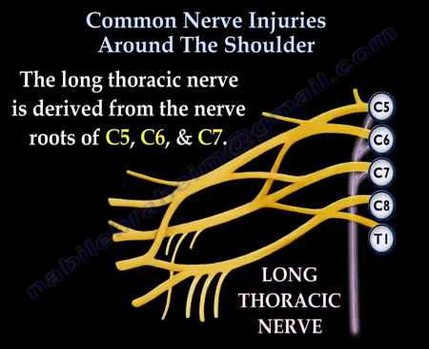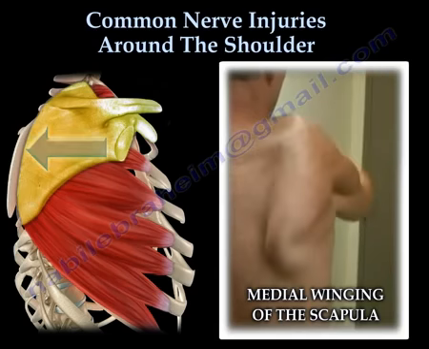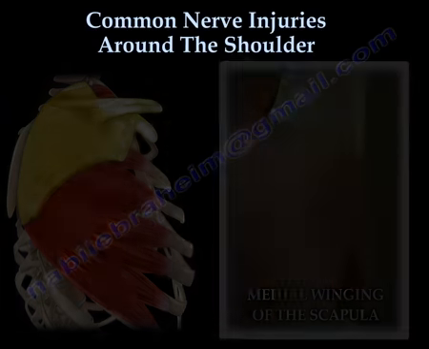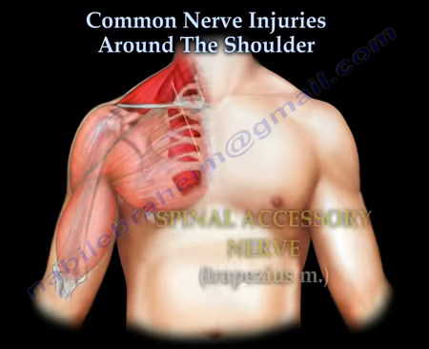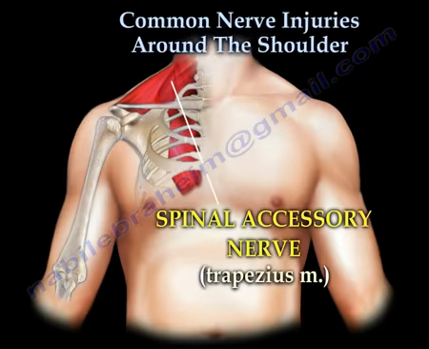Medial winging of the scapula is most commonly caused by a deficit in the serratus anterior muscle due to injury of the long thoracic nerve. Here there is an example of medial winging of the scapula. The spinal accessory nerve, trapezius muscle.